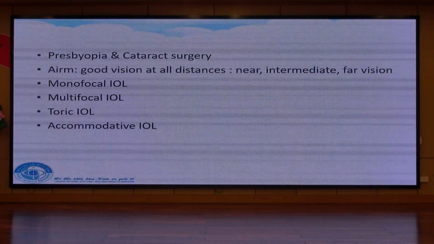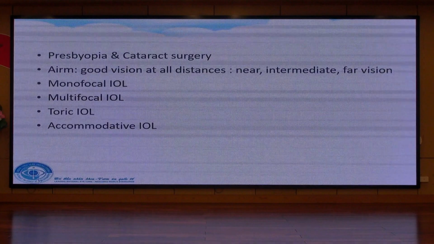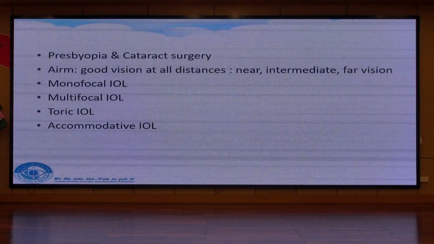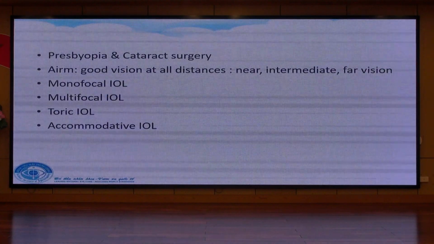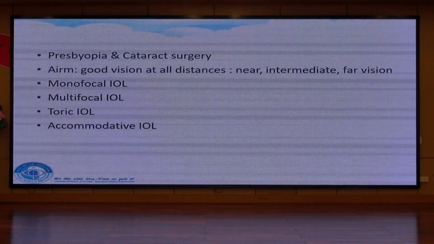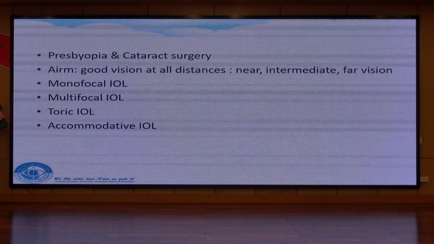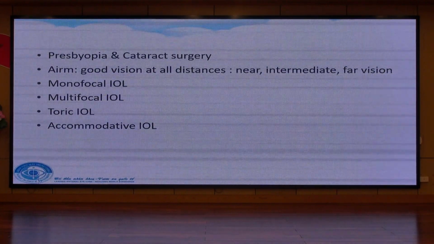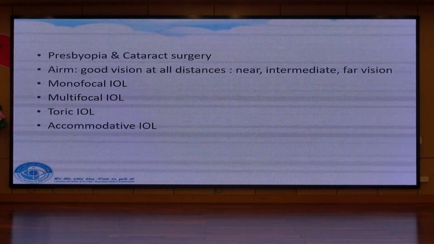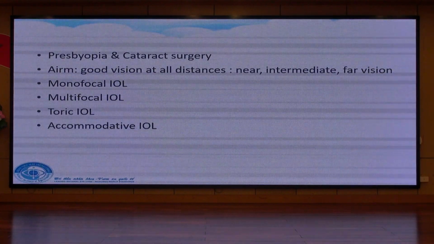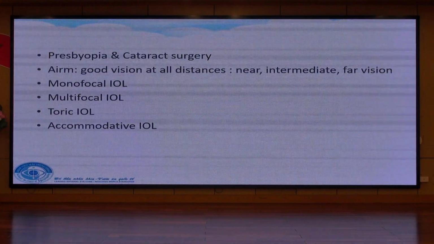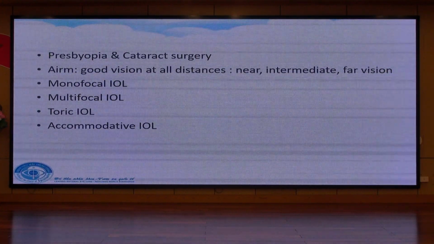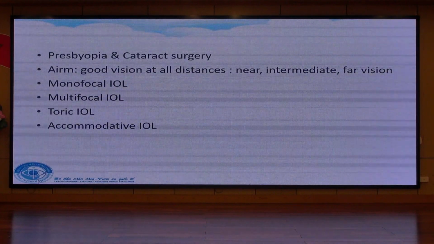Presbyopia is a loss of accommodation after age 40, and cataract is a progressive thickening and clouding of the lens. So the aim of presbyopia and cataract surgery is to provide the patient good vision at all distances: near, intermediate, and far vision. And there are many choices for patients.